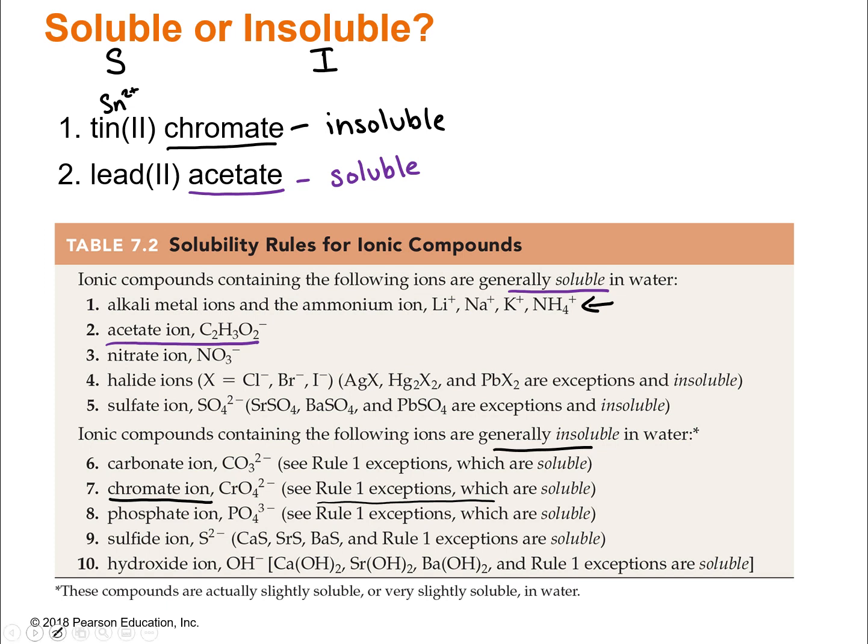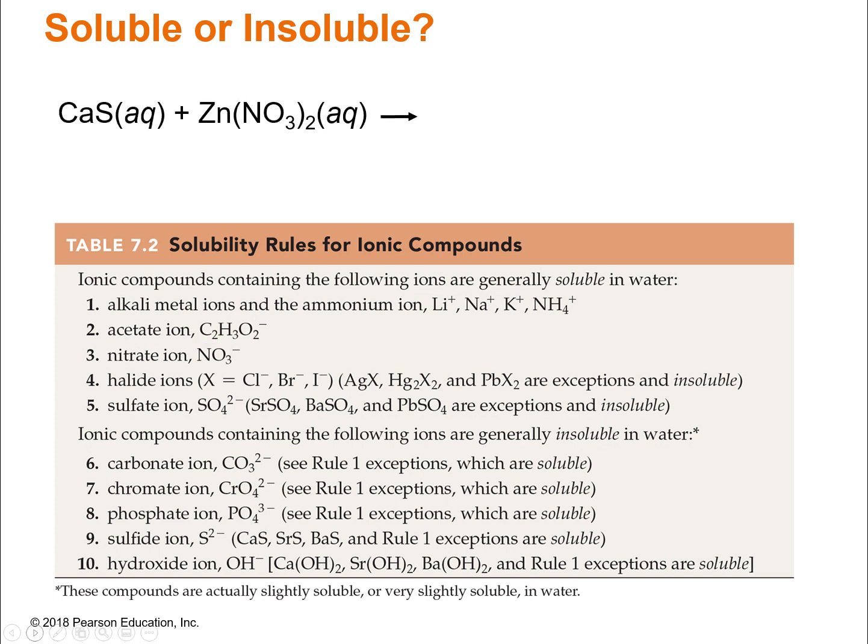Let's do some more practice. What we have here is a potential double replacement reaction. I say potential because we don't know if we're going to form a precipitate or not. If we do form a precipitate, it will be a double replacement reaction. If we don't, then it's going to be no reaction. I'm going to walk you through this one, and then I'll let you do one on your own.